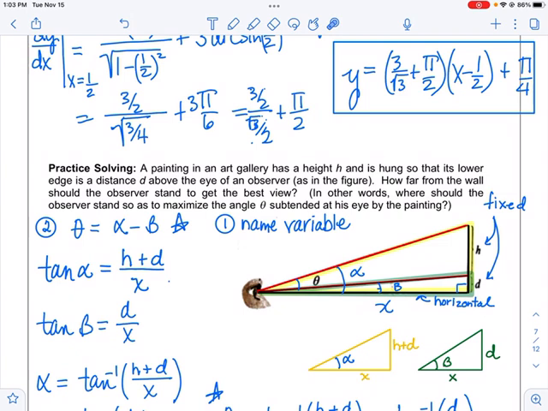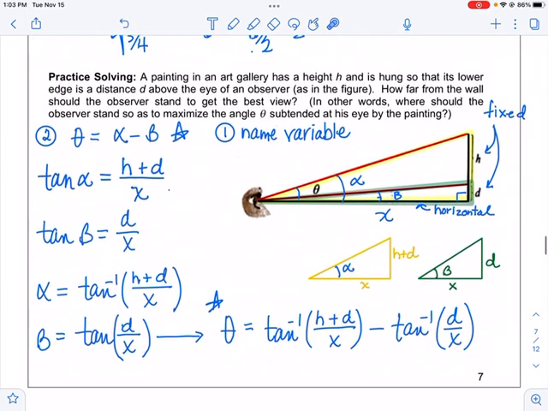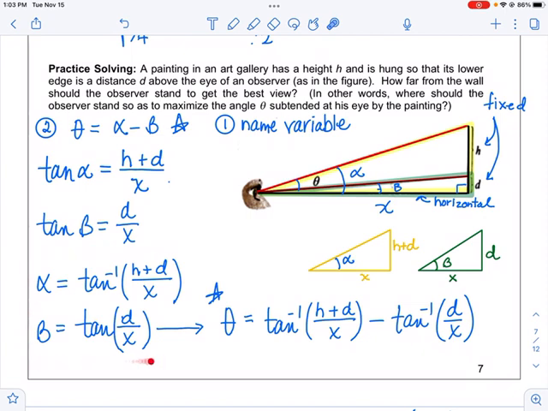tangent functions because I'm dealing with the opposite and the adjacent sides, right? So the tangent of alpha is h plus d, both of these sides, over x. And the tangent of beta is just d over x here. Okay, so then you can use your inverse notation and say that alpha is equal to tan inverse of h plus d over x, and beta is equal to tan inverse of d over x. Now, theta overall, the star of the show, is then tan inverse of h plus d over x minus tan inverse of d over x.